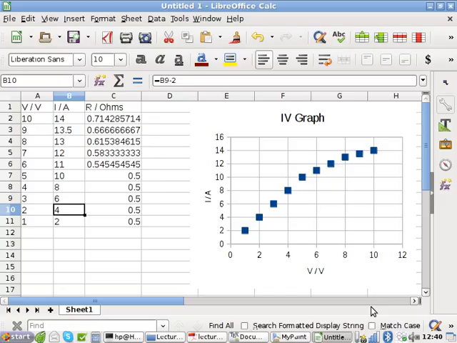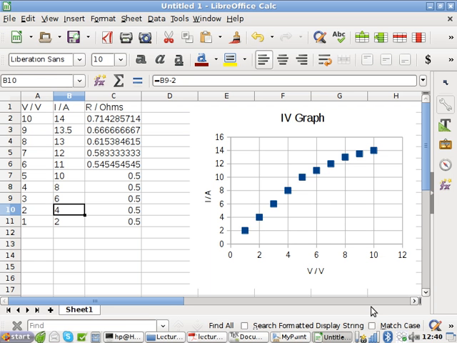Is the R big or small here? Small. No, big. Because remember, the slope is 1 over the R. So if the slope is small, the R is big. And here, if the slope is big, the R is small.